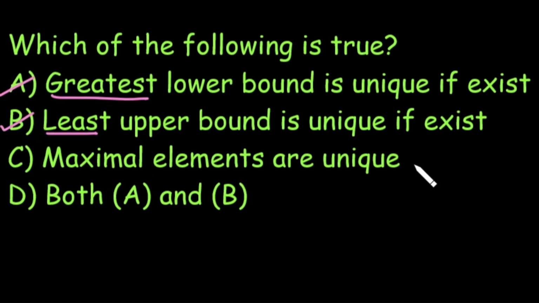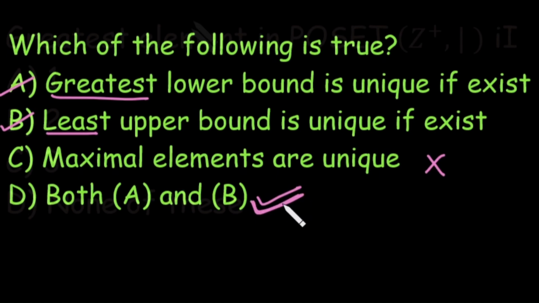Maximal elements are unique. It's not true because maximal elements can exist more than one. So option C is incorrect. So we can finally mark option D.